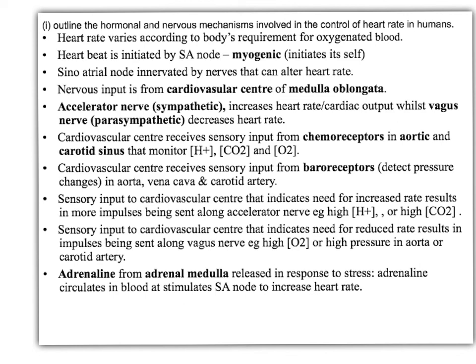So in summary, we've looked at the hormonal control, adrenaline, and also we looked at nervous mechanisms of controlling heart rate, initiated either by changes in pressure in the venous or arterial system via baroreceptors, or by the composition of blood with respect to hydrogen ion concentration or carbon dioxide and oxygen concentration detected by chemoreceptors. Now both baroreceptors and chemoreceptors feed information back to the cardiovascular centre of the medulla oblongata, which can either send messages to increase heart rate via the accelerator nerve, which is part of the sympathetic nervous system, or can act to reduce heart rate by sending messages by the vagus nerve, which is part of the parasympathetic nervous system. So that ends this screencast.